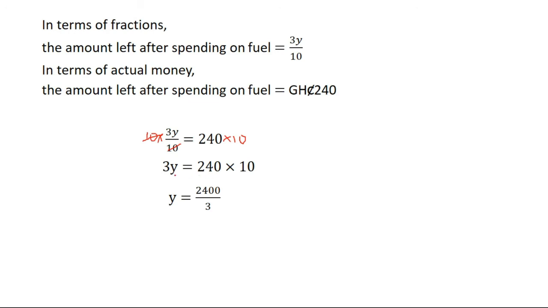So you divide both sides by 3. If you watch the video on solving linear equations, you will understand why we are doing this. So you divide this side by 3, you divide this side also by 3, so 3 will cancel 3. You have y. 240 times 10 will give us 2,400 divided by 3. So y will give us 800. Remember that y is Kwesi's monthly salary. So you can say that Kwesi's monthly salary is 800 Ghana cedis.